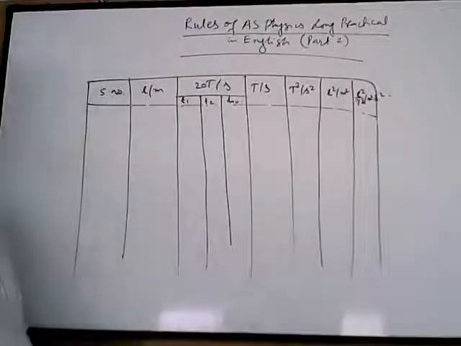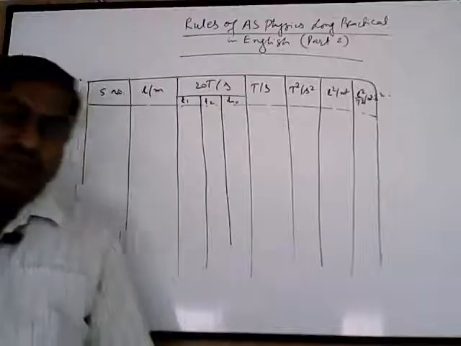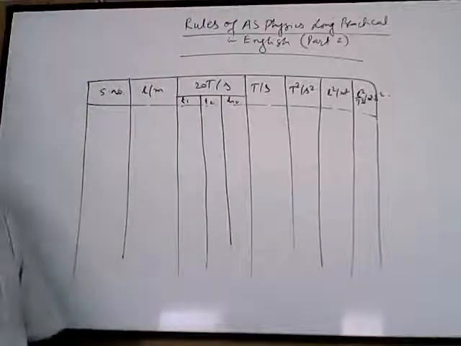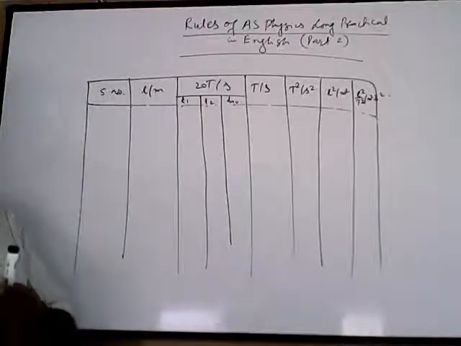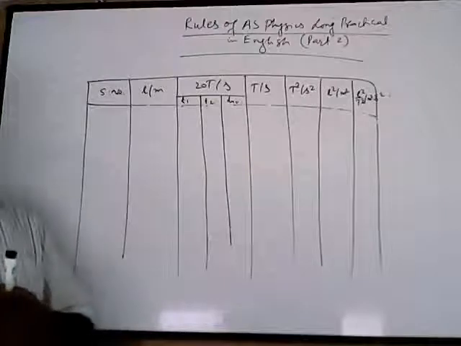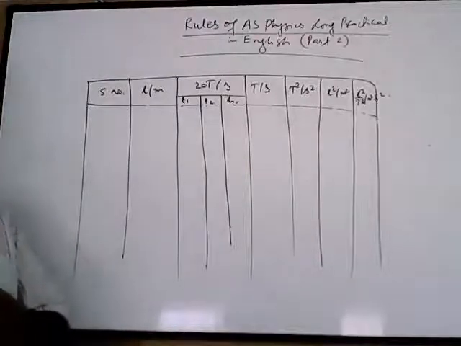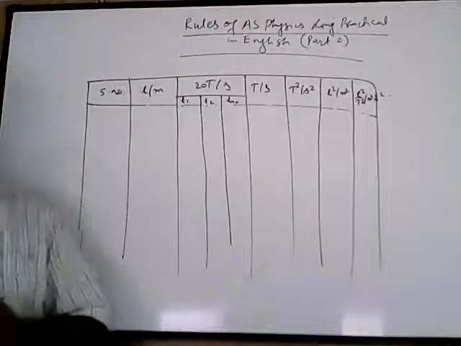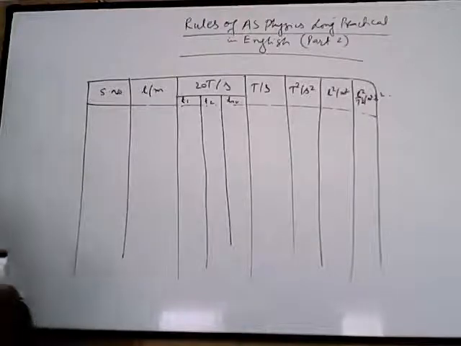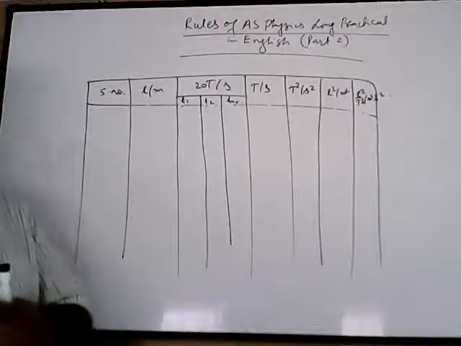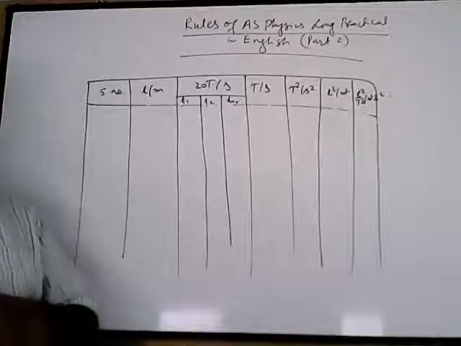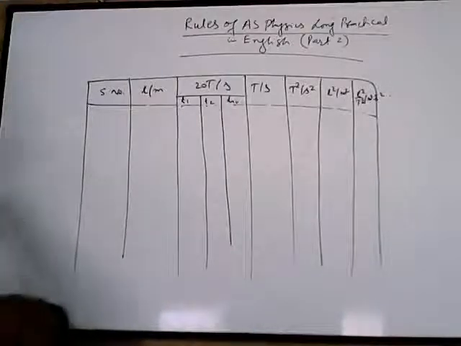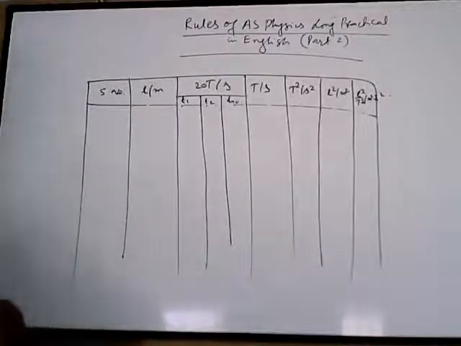Rule number 1 is for the sequence of the columns. The sequence must be first the zeroth column, which is the serial number. The first column is always the independent variable, the second is the dependent variable and its 3 sub-columns, then quantities involving the dependent variable, then quantities involving the independent variable, and then quantities involving both. And rule number 2 is for the units. Each column heading must have a unit.